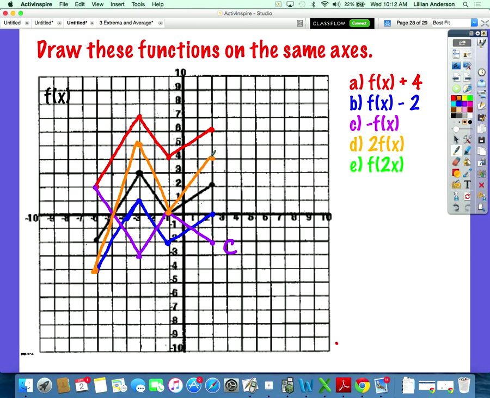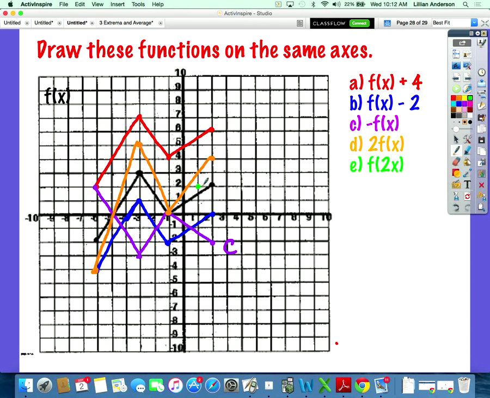And the last one, okay, the big old mess. F of 2x means stretch horizontally by a factor of 1/2. So that means that all of your x's are going to get multiplied by a factor of 1/2. So this point at 2, 2 is now going to be at 1, 2. The x's get multiplied by a factor of 1/2.